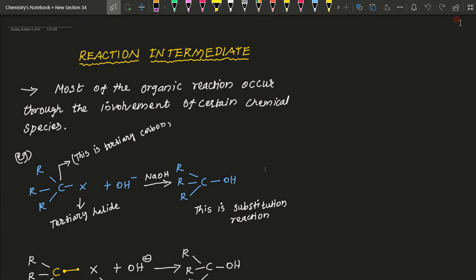Welcome to Chemistry Wide. Today we will see reaction intermediate. See the point. Most organic reactions occur through the involvement of certain chemical species.